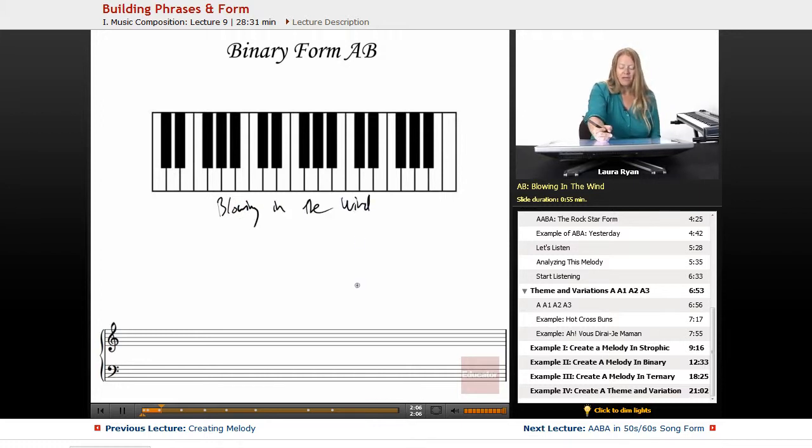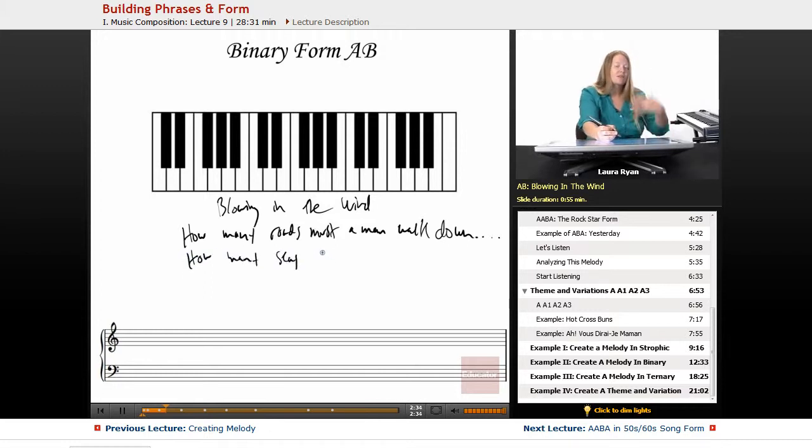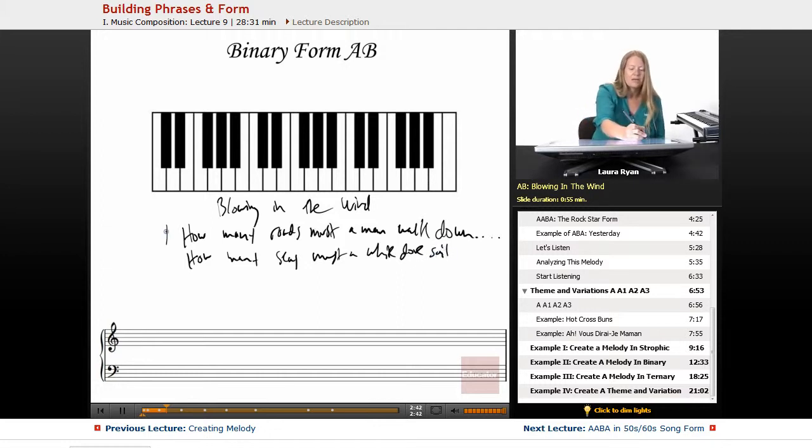So the melody of Blowing in the Wind, how many roads must a man walk down before you call him a man? Let me erase this. So if you want to write the words out with me, must man walk down. So, and then how many seas must a white dove sail, etc. So after he asks all these questions, he comes to, here's A. The answer, my friend, is blown in the wind.